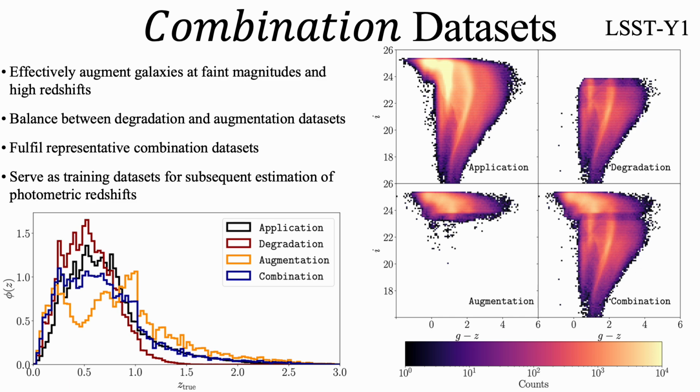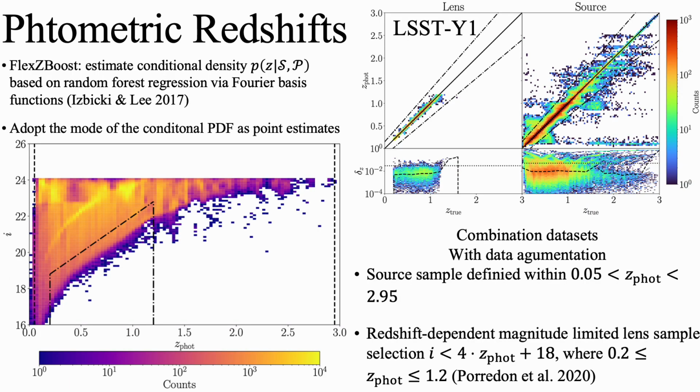Ultimately, our data augmentation procedure effectively extends the galaxy sample to the faint end and to higher redshifts. In the bottom left panel, the blue histogram showing the redshift distribution of the combination datasets closely matches the black histogram of the application datasets.